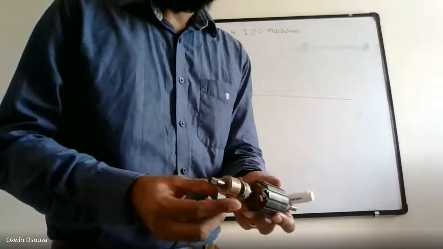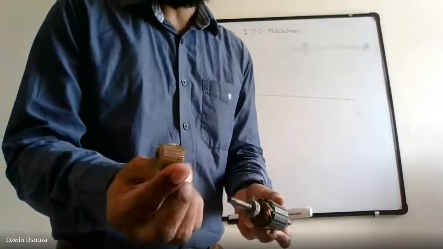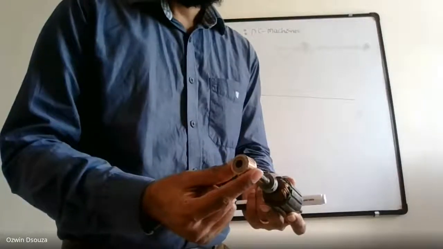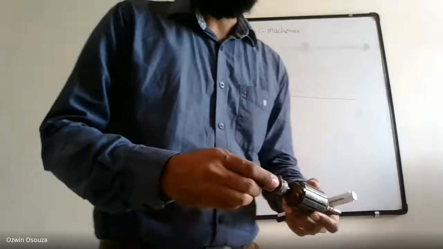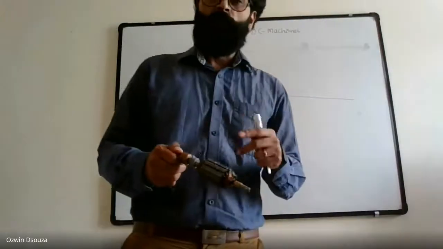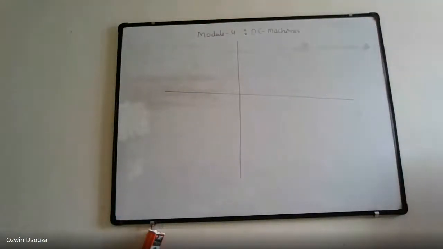Okay, and there is also a device called commutator. This is the commutator, which is meant for converting an alternate current into a direct current. I'll show this rotor once again when I deal with the rotor construction. Okay, fine.